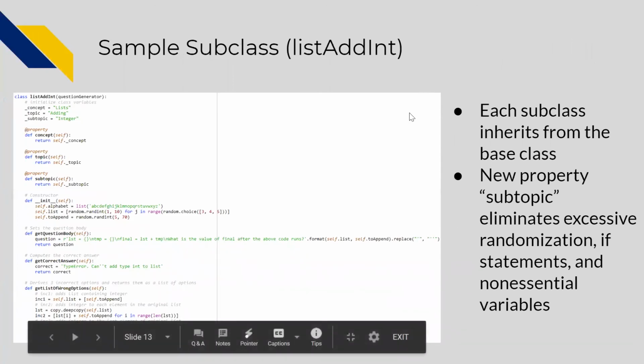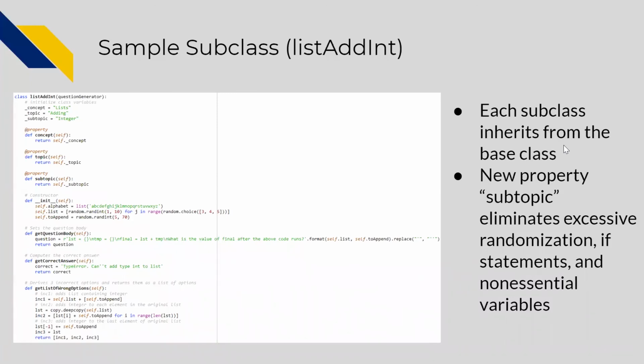So a sample subclass is list add int. As you can see, each subclass inherits from the base class, and the new property subtopic, which extends beyond the original concept and function, eliminates a lot of excessive randomization, if statements, and non-essential variables. So in general, this entire remodeling of question generation helps future team members working on expanding the code base to follow a format that can reuse a lot of code and follow a format that is more maintainable, so that if there are errors that arise in the original code base, it will be easier to clean up and debug.